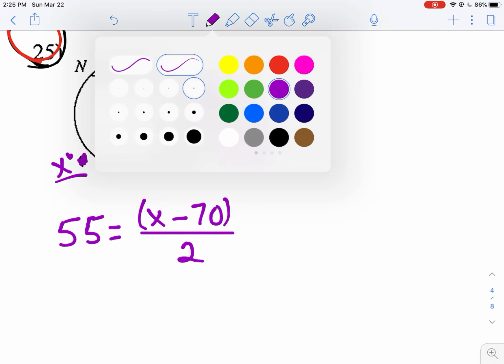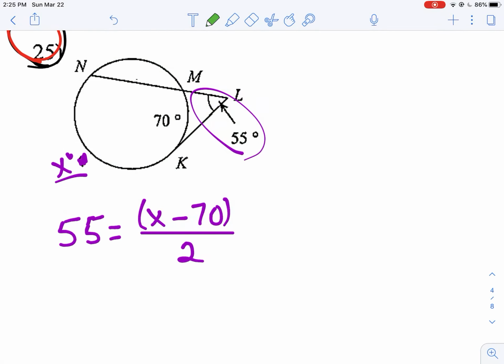All right, so from here, what I need to do is I'm going to clear this fraction over here. This fraction, no me gusta. I do not want this fraction. I would rather it just be, for example, x minus 70. That'd be cool. Okay, we can do that, and I will show you how.